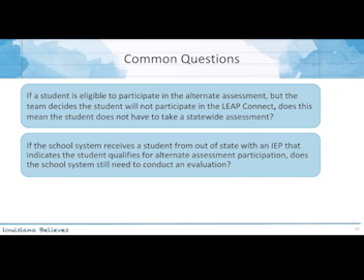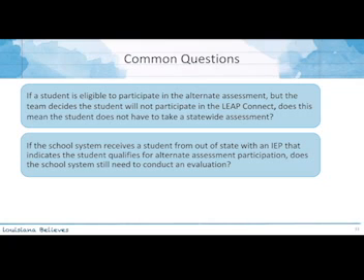The last two common questions we compiled are shown here. The first one says, if a student is eligible to participate in the alternate assessment, but the team decides the student will not participate in the LEAP Connect, does this mean the student does not have to take a statewide assessment? Remember, federal law requires that all students participate in statewide assessments. If an eligible student does not participate in the LEAP Connect, they must participate in the regular assessment.